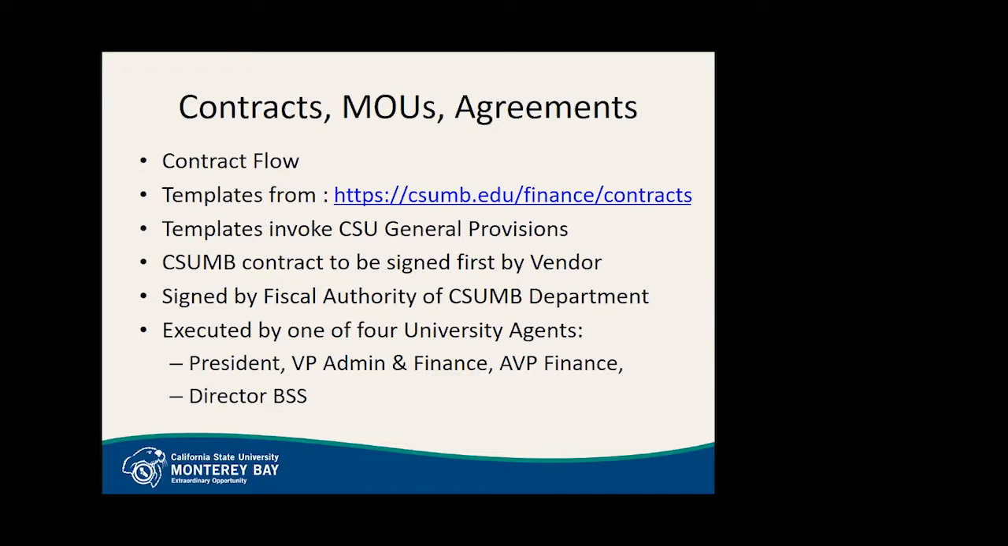If it's just a simple MOU that both parties agree to work together on some kind of particular project, there's no commitment of resources, then okay, that can be something that can move forward without one of the 4 university agents. Best to ask anyway. Usually it's going to be one of the 4 of us.